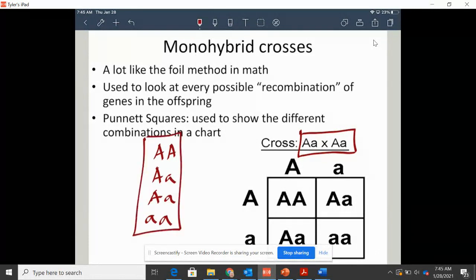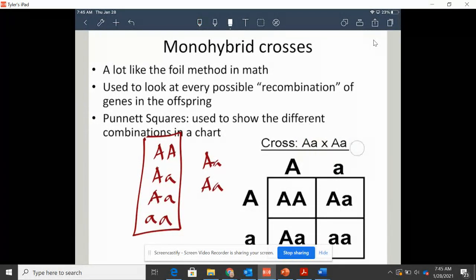Okay. Now you'll notice one of them was big A, little a, and the other one was little a, big A. We always write the dominant letter first, so we would flip those around like that. Okay. So now we show the same thing with a Punnett square, right? This is how these work.